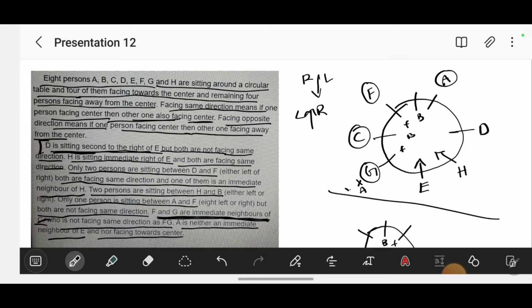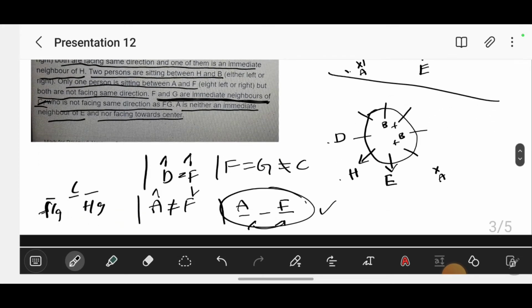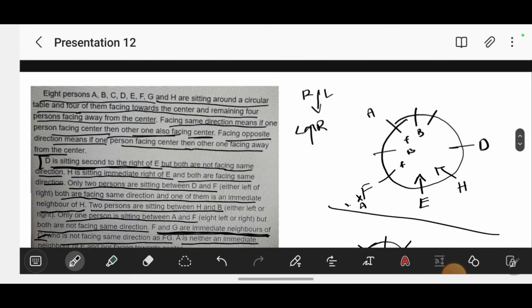This is a case. And in another case, F is here, so A should be here. Then where did you put this condition, in between F and G there is C? You can't put this, because if you put C here, then G should be here, but A is already here, so this case is wrong.